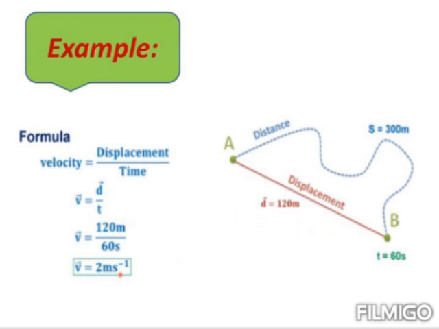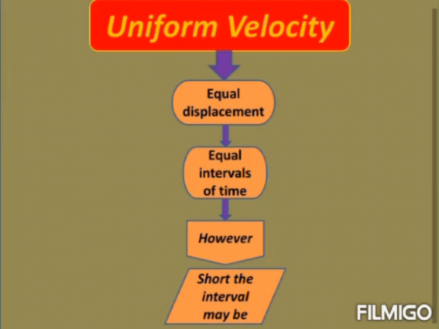Now put the values in the formula. Velocity is equal to displacement divided by time. We replace the terms displacement and time with their values. So velocity is equal to 120 divided by 60. So the value of velocity is 2 meters per second. By dividing 120 by 60, the answer is 2 meters per second, which is the velocity.